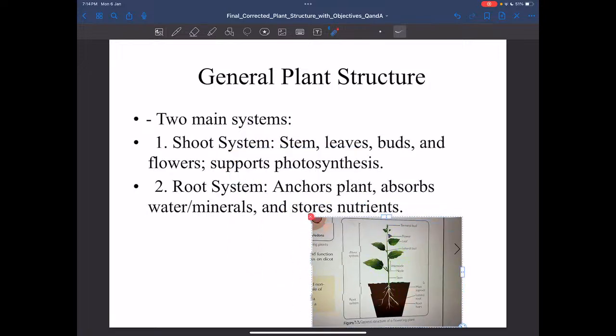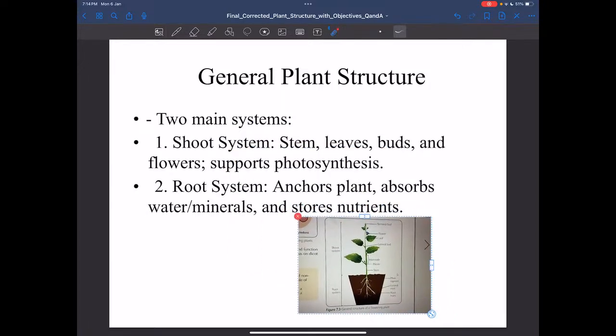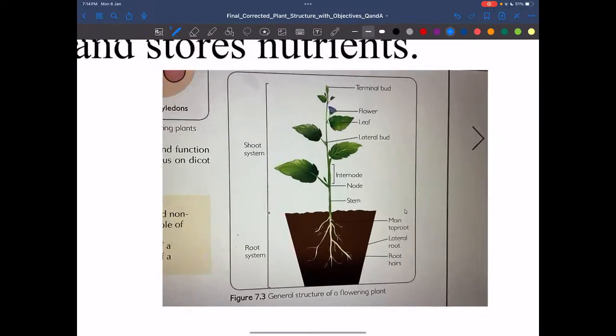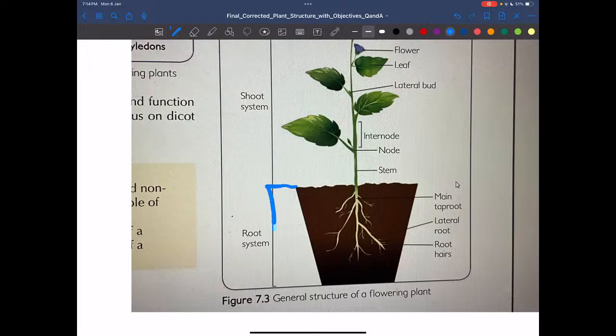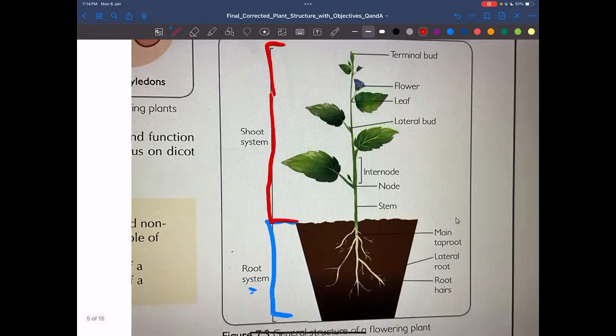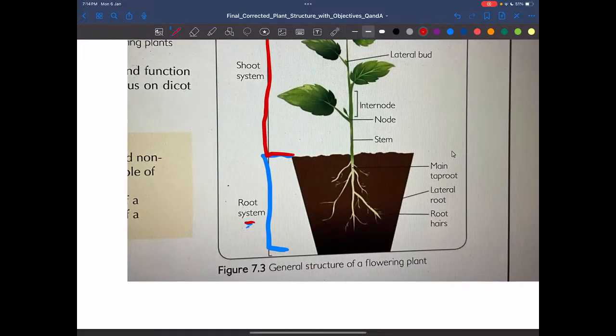Okay, now let's look at two organ systems in the plant. We have the shoot system and the root system, as we can explain from the image below. Root system is anything under, okay? Shoot system is everything you see. So everything above ground is going to be the shoot system. Now, of course, it's an organ system, so it's made up of organs. These organs are made of tissues, these tissues are made of cells, etc.